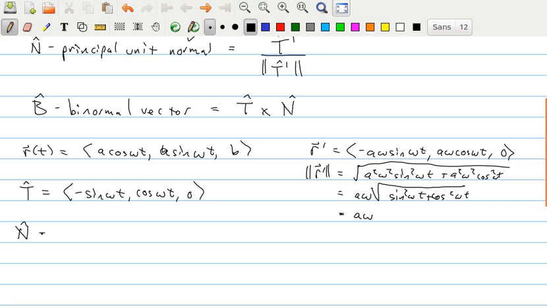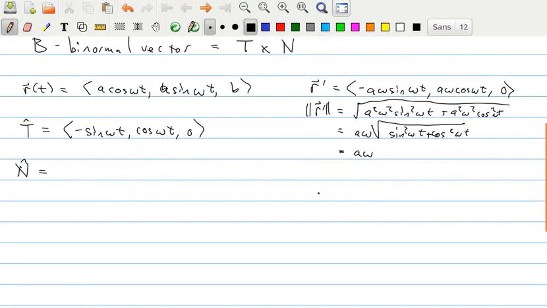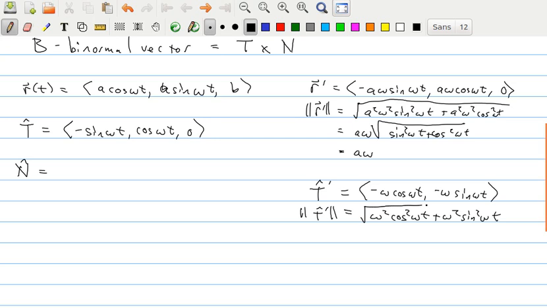Now for the principal unit normal vector, we take the derivative again. Over to the side, the derivative of T is negative omega cosine omega t, negative omega sine omega t. Then we calculate its length also, because this is the second part of the formula for the normal. We take the square root of the sum of the squares of the components: omega squared cosine squared omega t plus omega squared sine squared omega t. Again, we can factor out the omega squared and bring it out of the radical. What's left over is cosine squared plus sine squared, which is 1. So we wind up with just omega as the norm of T prime. We divide T prime by its length, and we get negative cosine omega t, negative sine omega t, 0. I left out the 0 over here, but that's the third component.